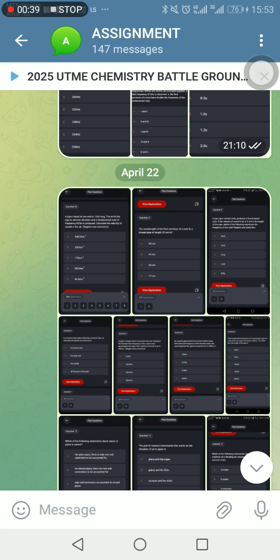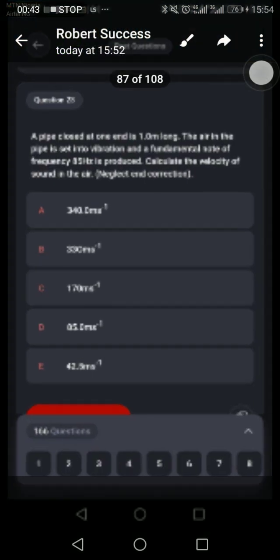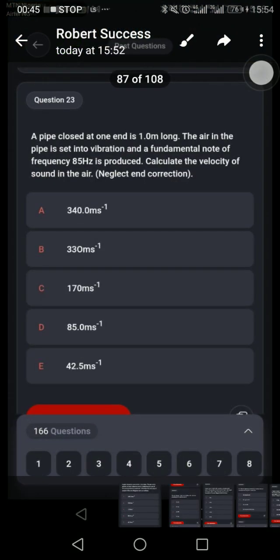I'll also be uploading it on YouTube as well. All right, let's go. A pipe closed at one end is 1.0 meter long. The air in the pipe. By the way, I've already screenshotted these, so there's no way for me to see my school's answer. I'm just going to be solving them and giving you my own answer. I especially selected those questions that we need. That's what I did.